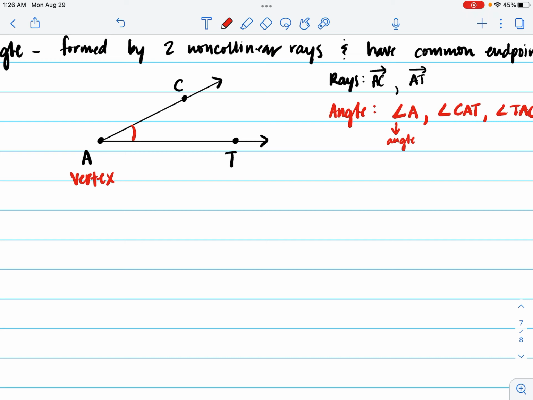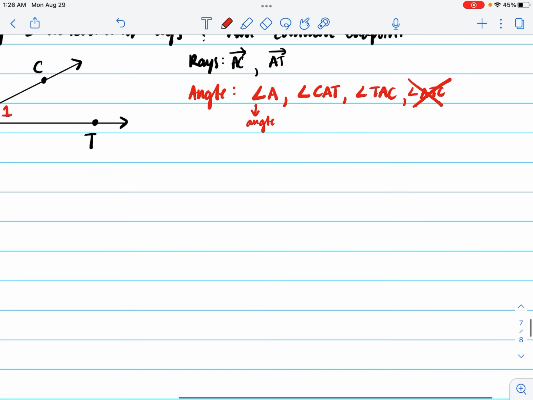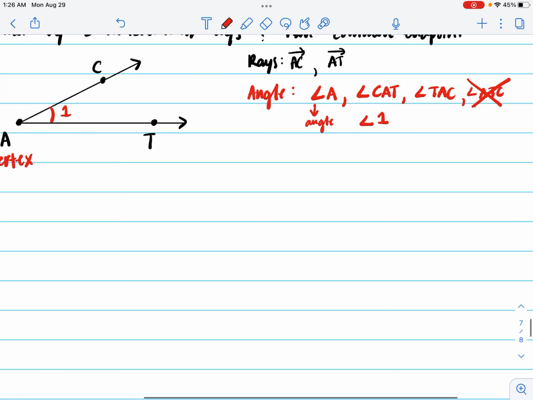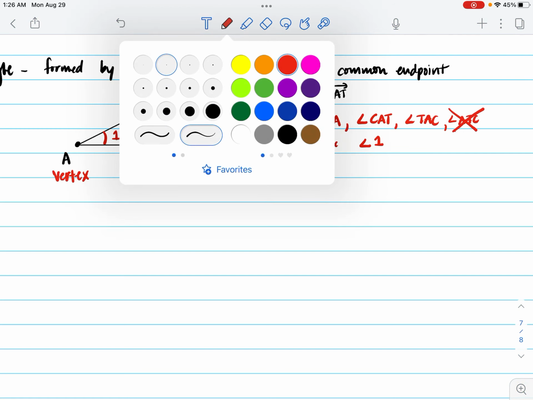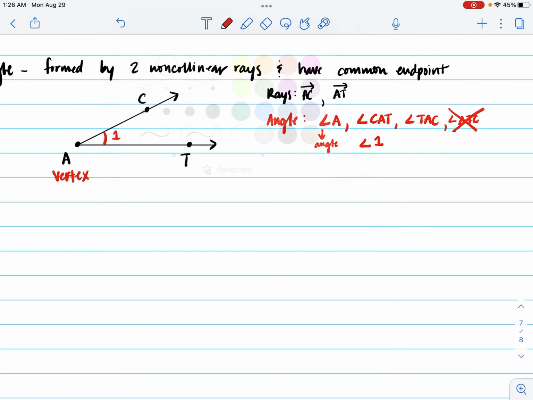Sometimes you actually see numbers here as well. For instance, if I put the number 1 here, you could also call this angle 1. And you'll see that pretty frequently in diagrams where an angle has a number next to it. Now, that doesn't mean that's the angle measure. That just means it's angle 1. It's a different name for it. So these are names of angles. Oops, I should have put names here.